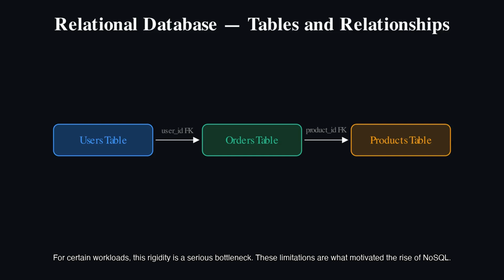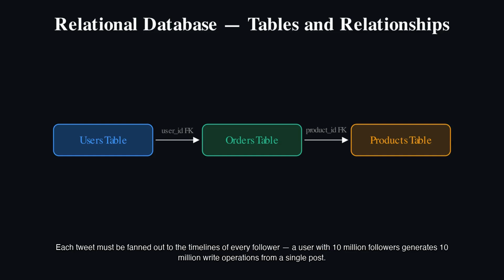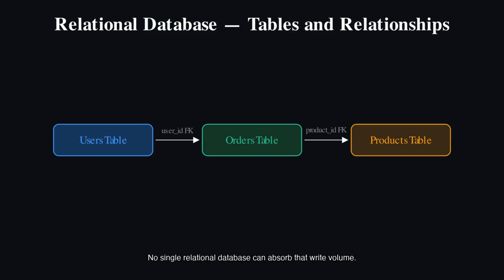Consider Twitter at scale. At peak, Twitter processes roughly 6,000 tweets per second. Each tweet must be fanned out to the timelines of every follower. A user with 10 million followers generates 10 million write operations from a single post. No single relational database can absorb that write volume.